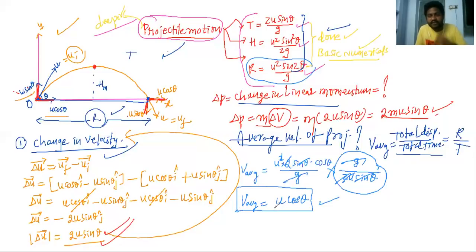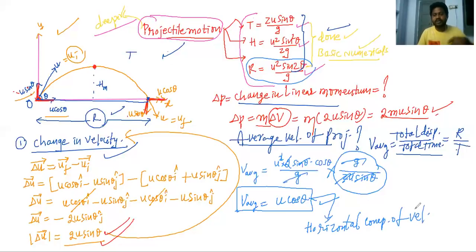U cos theta is the horizontal component of velocity, which is constant everywhere, and the average velocity of a projectile is also equal to the horizontal component of velocity. Remember, that means the average velocity of a projectile is also constant throughout the projectile motion. Clear? So this is how we can discuss the change in velocity, average velocity, and change in linear momentum.